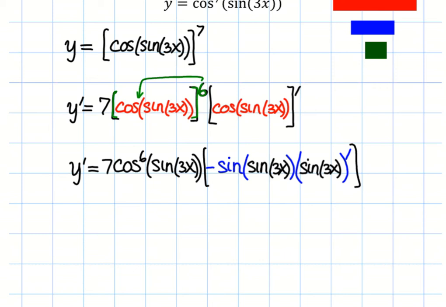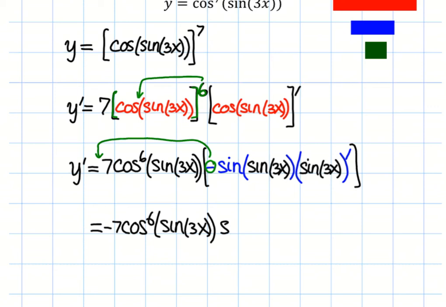Right. We already did this part. Now we only focus on the derivative here. Right. So just simplifying a little bit. That negative though, I will multiply on the outside, so we don't have to write that big bracket. So we will have negative 7 cosine to the 6th power of sine of 3x, and then sine of 3x. Right.